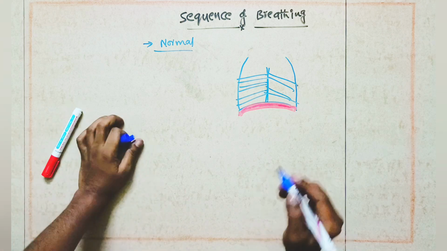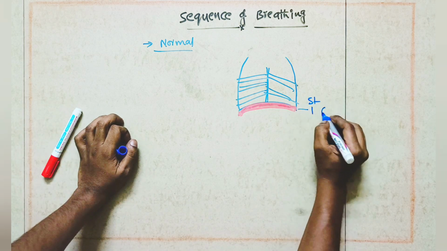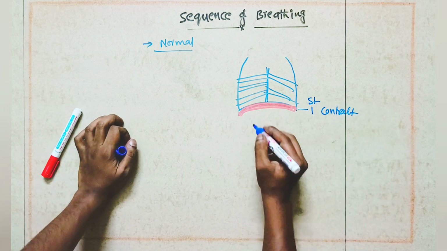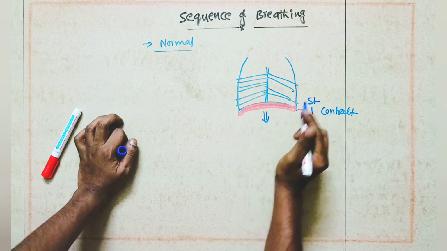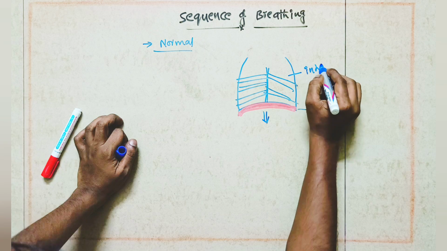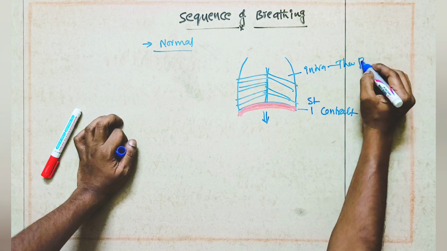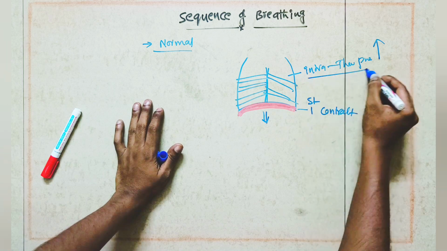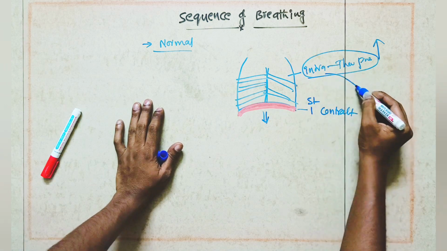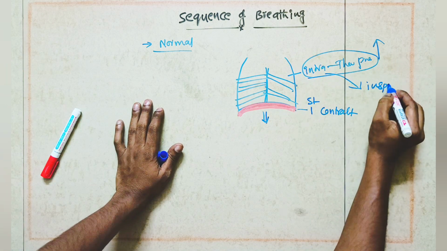How the inspiration starts: first the diaphragm is going to contract. Then it is going to move downward. If it comes downward, the internal thoracic pressure will increase. Because of the increase of the internal thoracic pressure, it is going to create the inspiration movement.